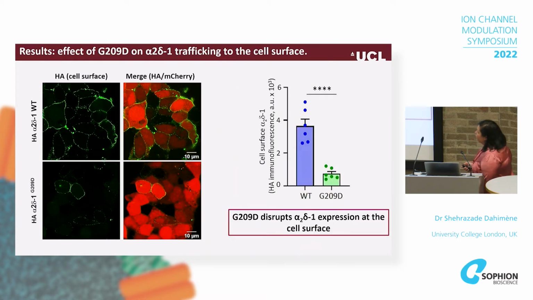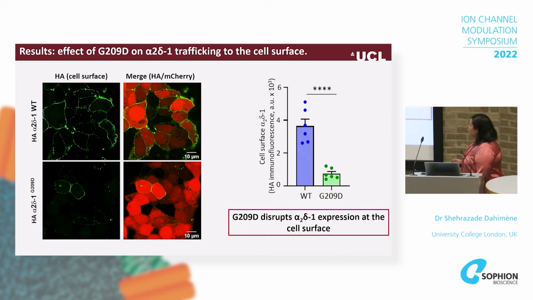This was also the case by doing immunocytochemistry. The same thing, we expressed HA-tagged alpha2delta-1 wild type or mutant, and using an HA antibody in non-permeabilized cells, we can detect wild type alpha2delta-1 nicely at the cell surface, and we can see that the mutant is poorly trafficked to the cell surface. Shown here is mCherry. We use it as a transfection marker. And this is the quantification. We see, again, a significant reduction of expression of the mutant alpha2delta-1 at the cell surface.